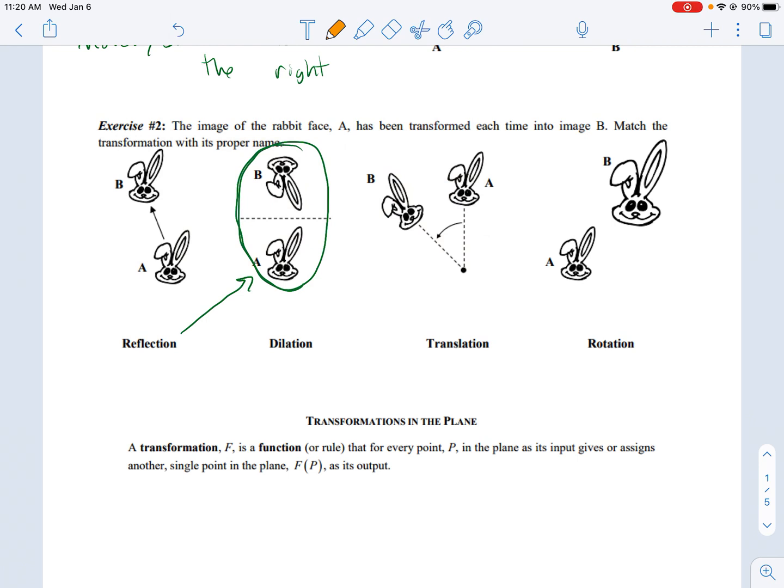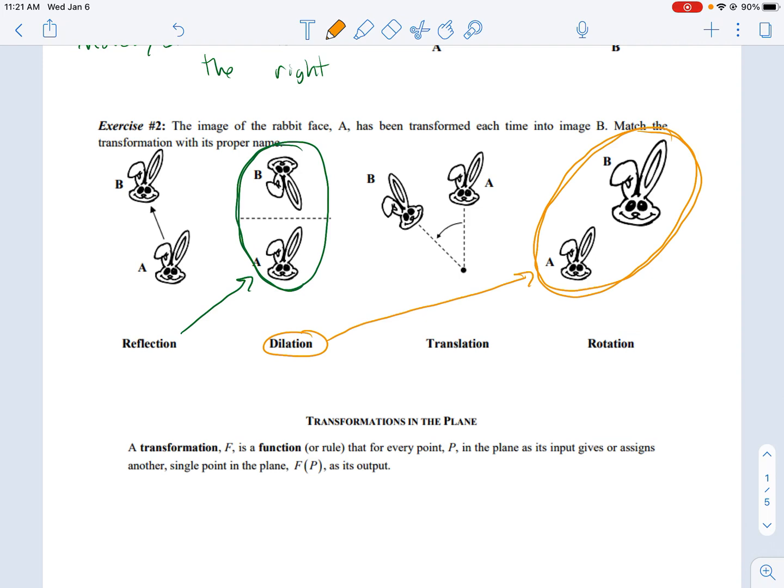A dilation is where our image has either gotten bigger or gotten smaller. So which one of these 4 looks like a dilation? It's got to be this one right here. It looks like our image of the rabbit got a little bigger. So that's what it means to be a dilation: the size of our image either gets larger or smaller.